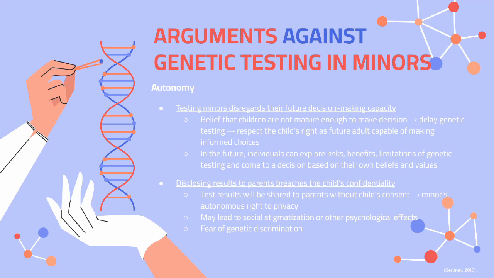Perhaps the parents having the knowledge that a minor is likely to develop a disease will change how they interact with and treat them. One main question is, will the minor be treated differently than their siblings or their peers because of a diagnosis for an adult onset condition? Testing can also put the minor at risk for genetic discrimination for future insurance or even some employers.